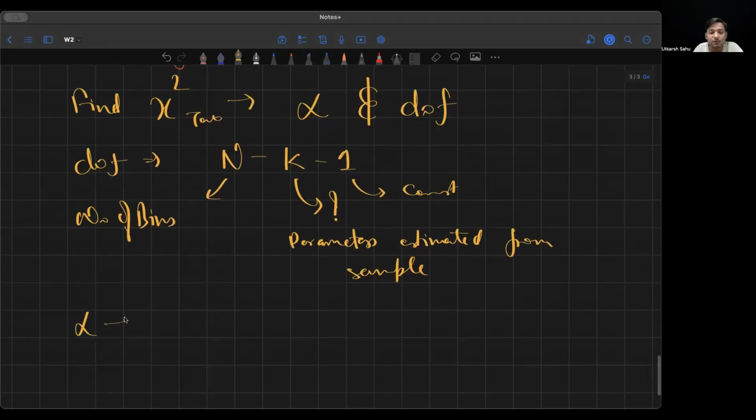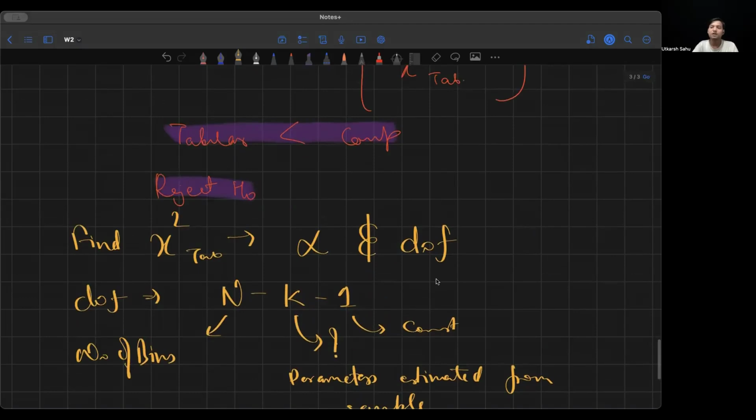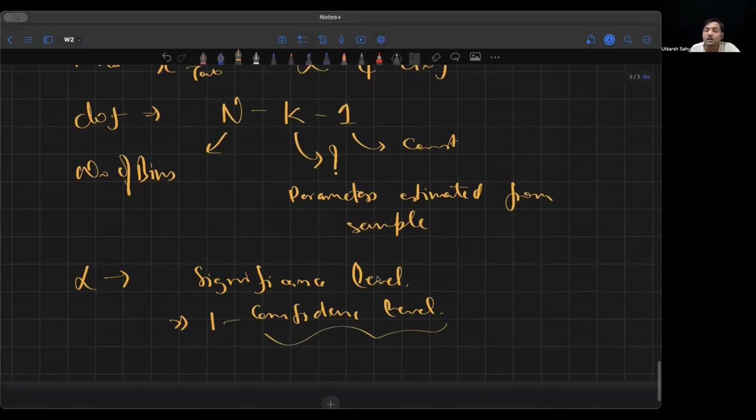And then we have alpha. Remember, alpha is basically your significance level. What is significance? This is also 1 minus confidence level. So if I say that I am 95% confident that my sample is following a normal distribution with mu and some sigma, then 95% is my confidence level. Significance level would be 0.05. Why? Because I subtracted from 1, and 95% in decimal is 0.95. So this is what you get.